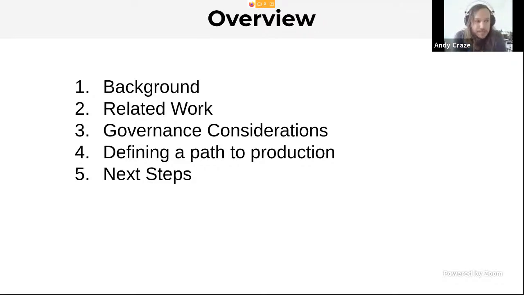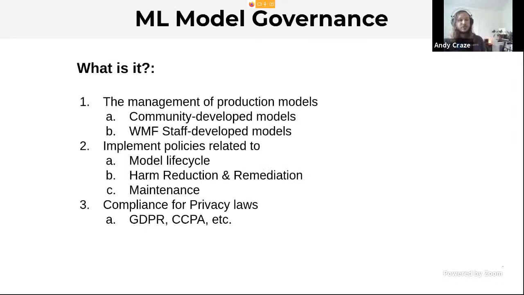Next, we'll talk about how we can embed these considerations and our values for these considerations within our path to production. And then lastly, we'll wrap things up with next steps and where we want to go with all of this. So yeah, let's get into it.